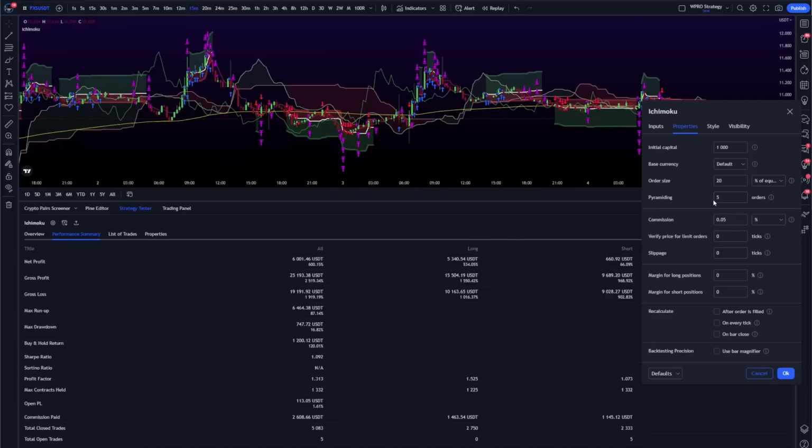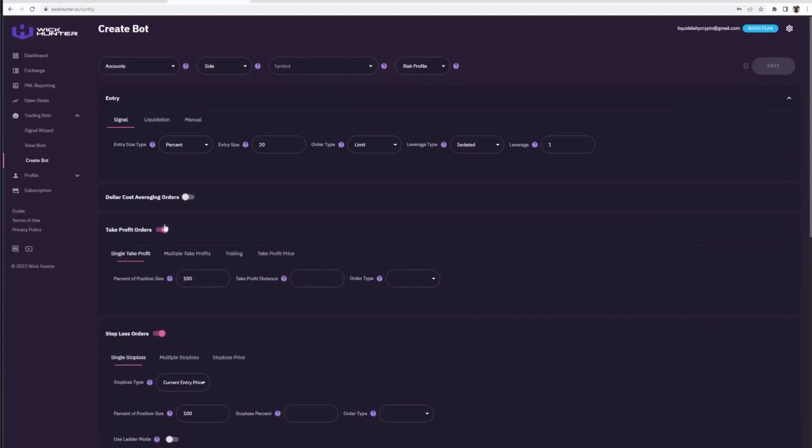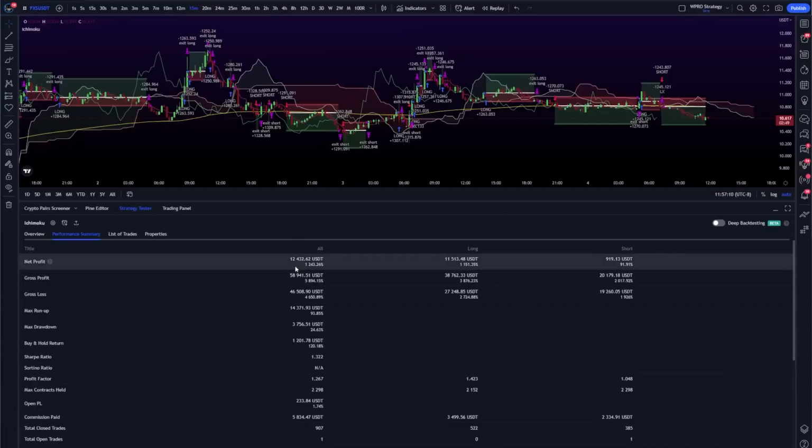And if you want to add DCA orders, dollar cost averaging orders through Wickhunter, you would just play around with that. I'm just going to leave that off for now, because my net profit is actually more here. I like these results better without pyramiding anyway.